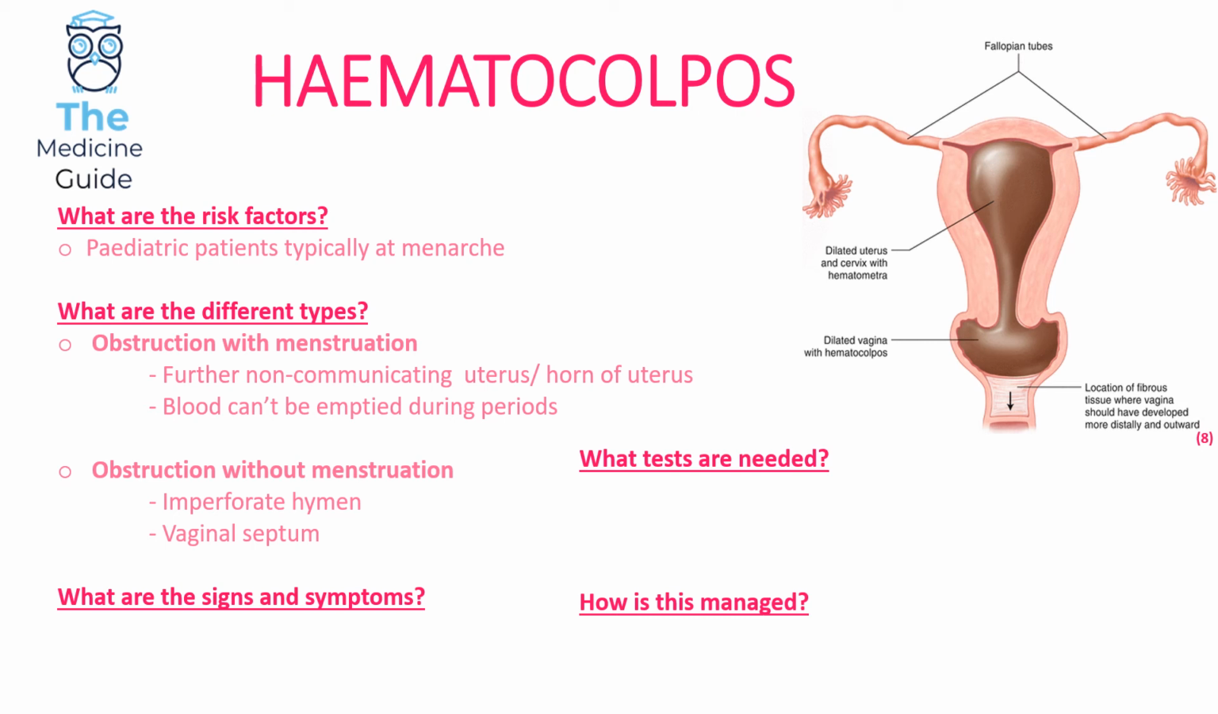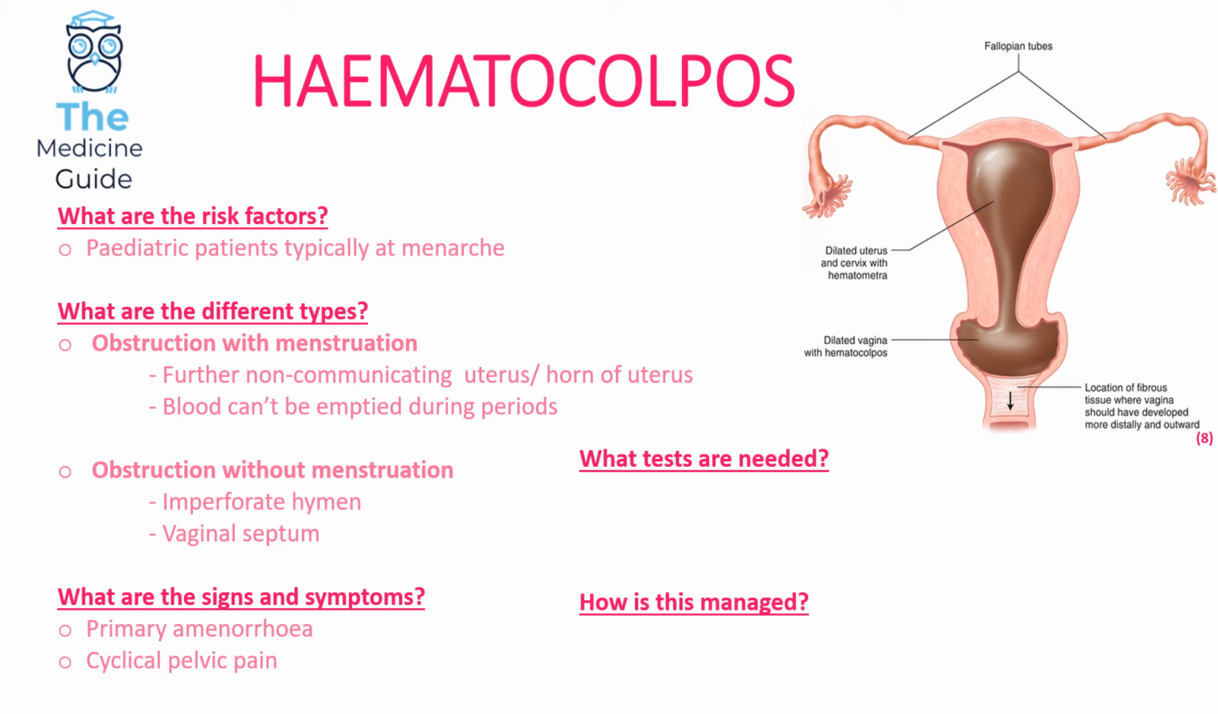So there are different types of haematocolpos. There's obstruction with menstruation and then obstruction without menstruation. Obstruction with menstruation is when there's a further non-communicating uterus or horn of the uterus and blood can't be emptied during the periods. An obstruction without menstruation is commonly due to an imperforate hymen or vaginal septum. So these patients will be complaining of primary amenorrhea and cyclical pelvic pain.